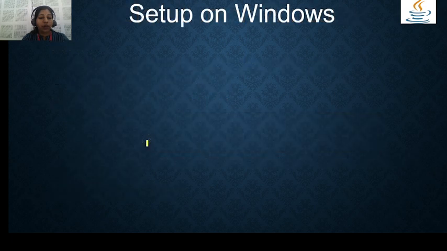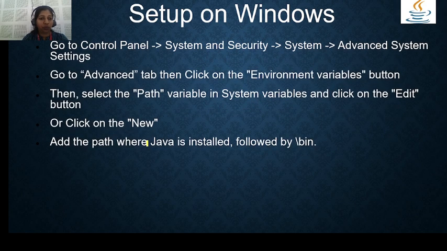When Java is installed, then you have to do the setup on Windows. How will you do that? For that you need to go to the control panel, then system and security, system, and go to the advanced system settings. In the advanced tab, click on the environment variables button, and select the path variable of the system. If it is present, click on the edit button, and if it is not, click on the new button.